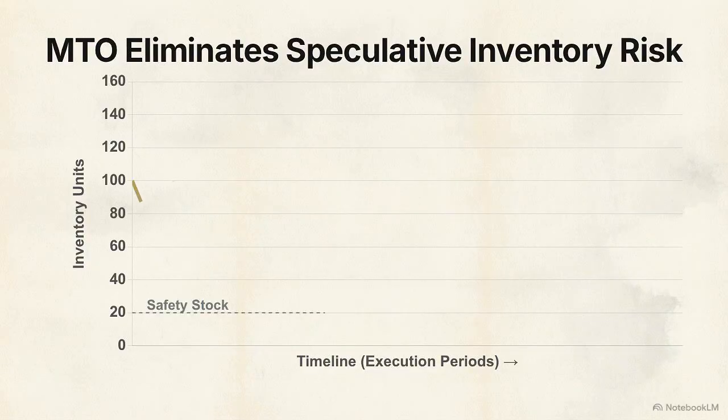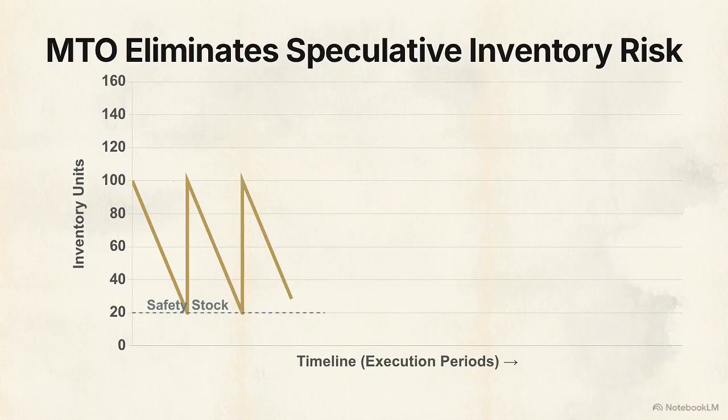This simulated line graph tracks an MTS strategy in action. Inventory draws down over time until it hits this predetermined floor, known as safety stock. The moment it drops to this level, the ERP system generates an automatic purchase requisition to bring the stock back to the maximum threshold. The planner rarely touches it.